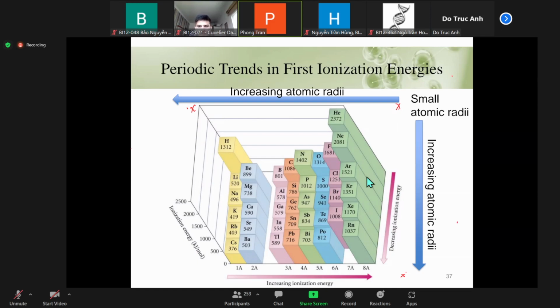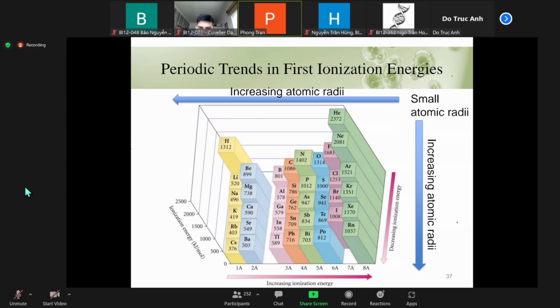The same thing when you go from the top down in one row or in one column, the size of the atom increases. So that means the interaction of the electron with the nuclei decreases, so that makes the ionization energy decrease. Okay. So basically, if you understand and remember well the evolution of the atomic radius, the size of the atom, you can understand and predict very well the ionization energy.